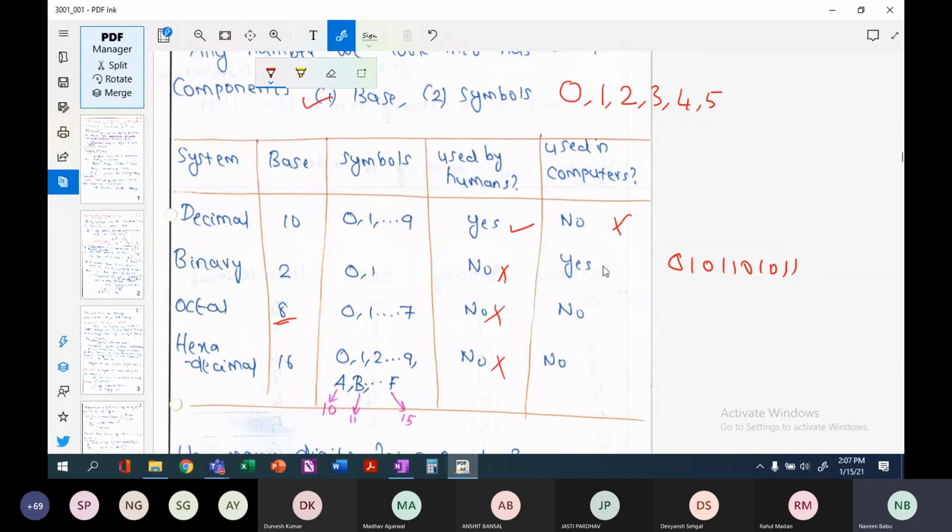Whereas your computer or the machines, out of these four different number systems, they understand only the binary number system, that is ones and zeros. So that is the reason all your digital systems, the ones that we are going to incorporate inside our machines, use the binary number system and not any other number systems.